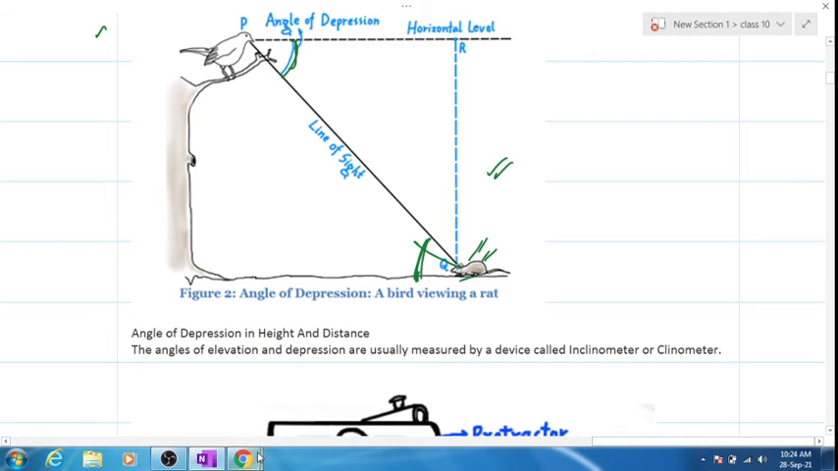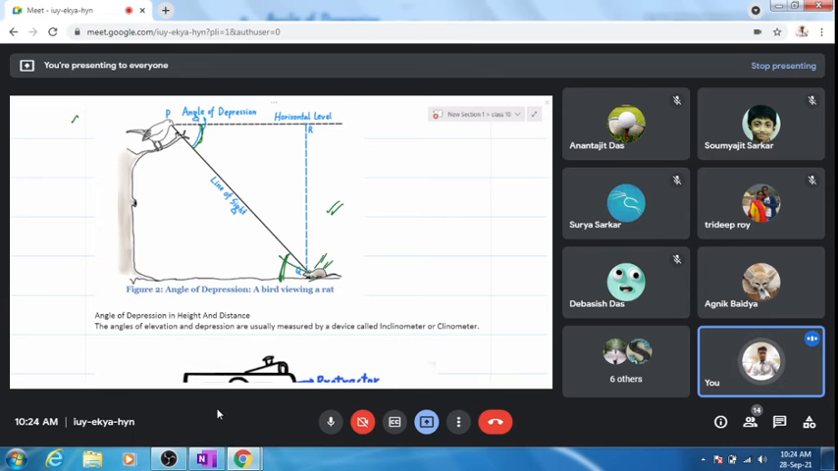Moving on to a different numerical now. I hope people are done with this. Confirm yes or no, students, in the chat box.